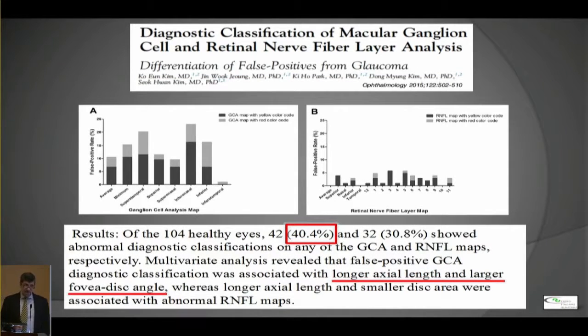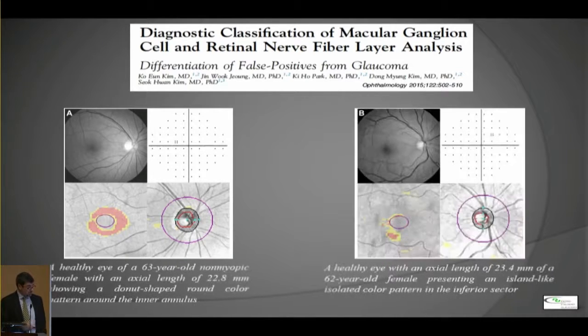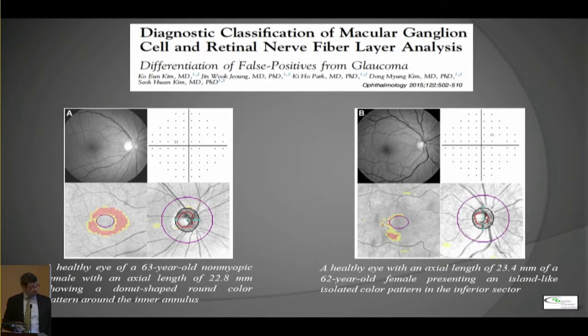Unfortunately, as for false positives, here again the number of false positives is still quite high, even if we are testing the macula. This study was showing up to 40% false positives, and here we have two examples of what we can expect as a false positive in a normal eye.